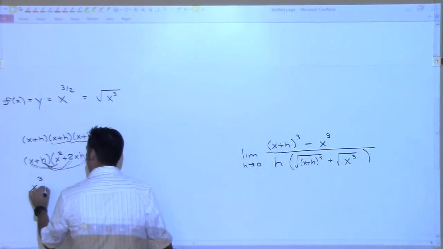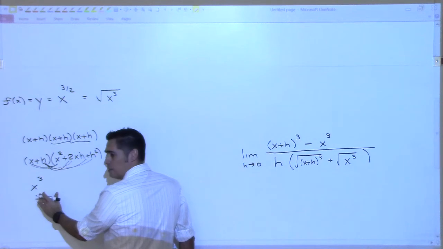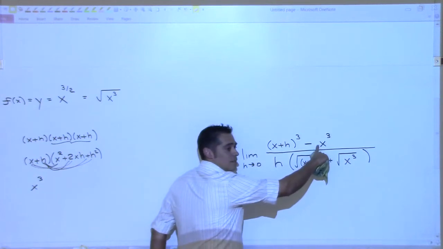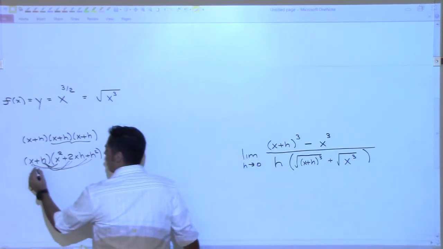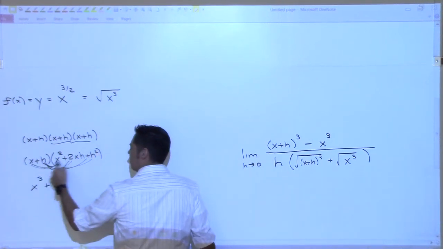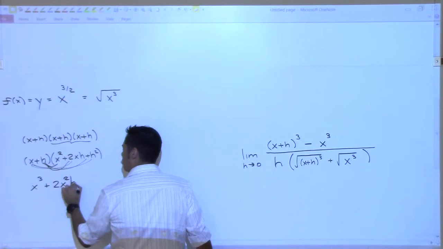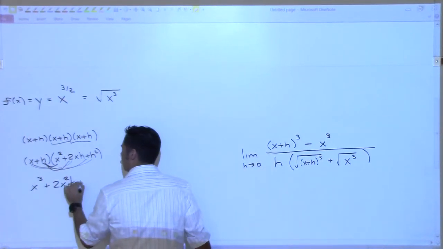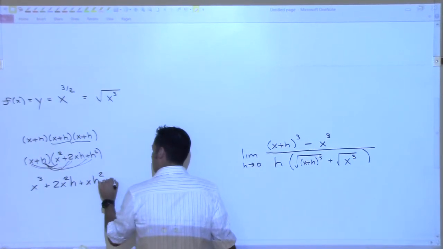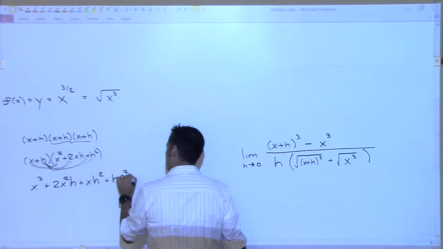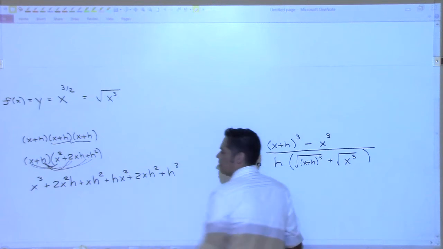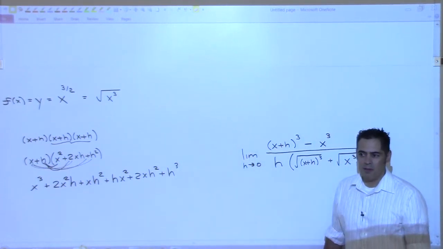X cubed. I'm so happy to see x cubed. Why am I so happy to see x cubed? Because this x cubed back here is going to kill it, right? Okay. So I have x cubed. I have plus, what, 2? So x squared h. And then plus xh squared plus hx squared. And finally, h cubed. Okay, so that's what I get when I multiply those out.